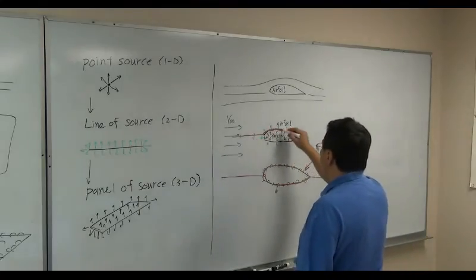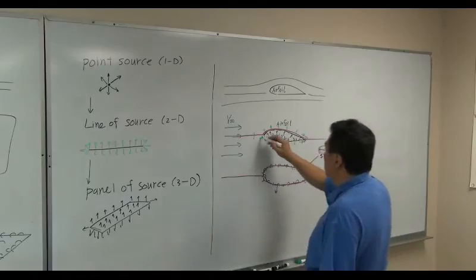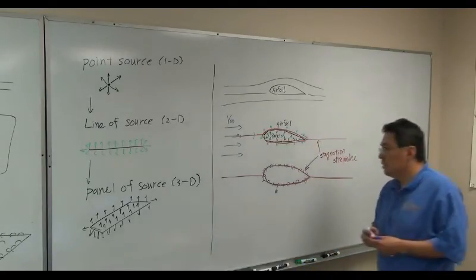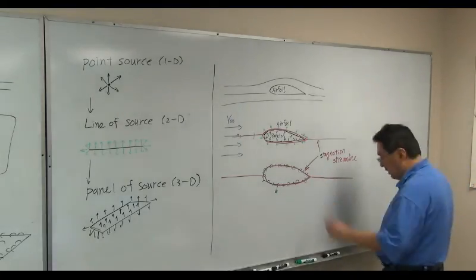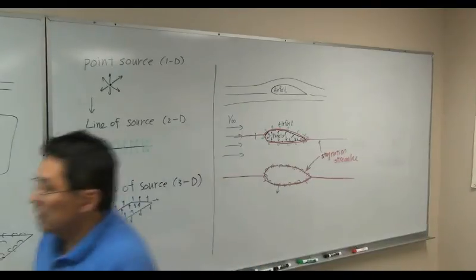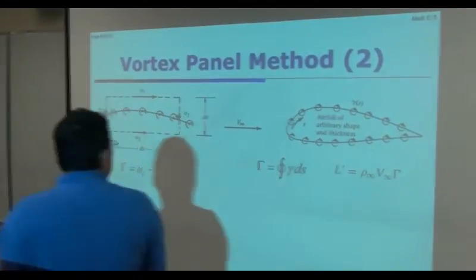So it's very, very similar to the source panel method. The purpose is trying to create the stagnation streamline to define the solid body surface. Okay. So let's take a look. So this is the vortex panel method.